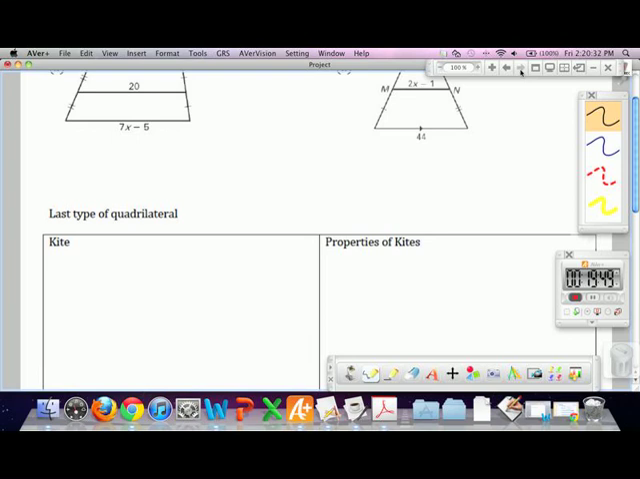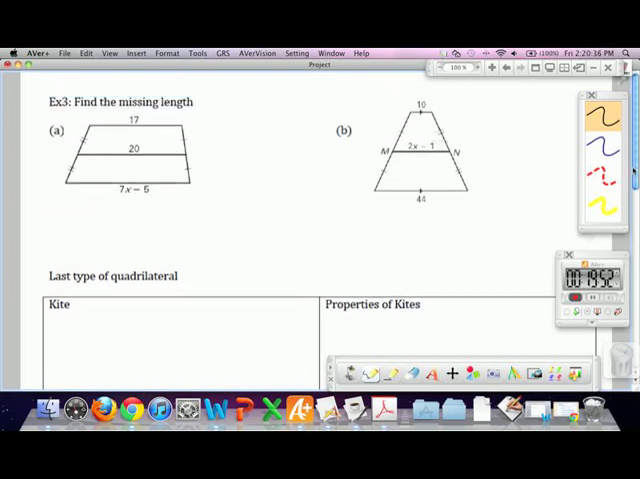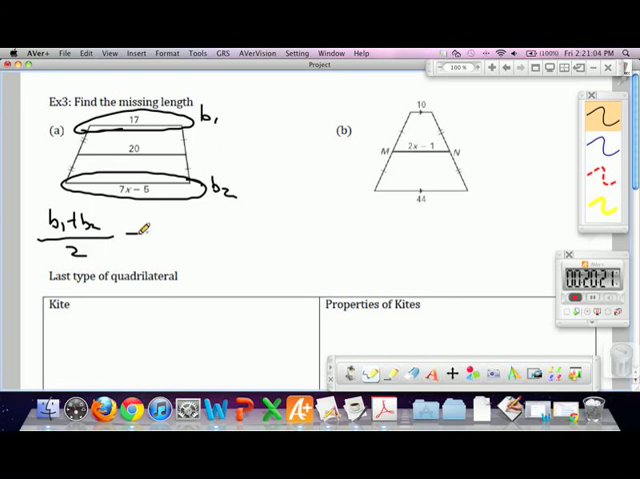So some examples of that might be here. If I ask you to find a missing length in here, so if I want to find the midsegment length, it's add these together and divide by 2. This is the first base, it's the second base. Then the length of this segment is these things added together divided by 2. So B1 plus B2, half of that is the midsegment. Well, let's put in expressions for these two and solve. So B1 is 17 plus 7x minus 5, all divided by 2 is 20.